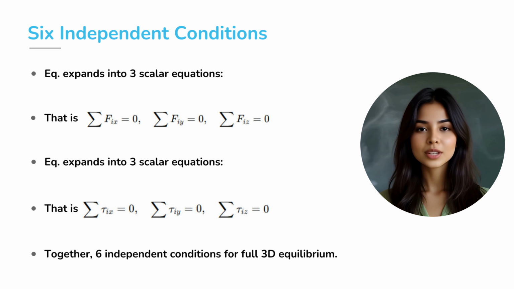Now, let's break these vector conditions into scalars. In 3 dimensions, the force condition splits into 3 equations: sum of forces along x, along y, and along z each equals 0. Similarly, the torque condition splits into 3 equations: sum of torques along x, y, and z axis must vanish. So in total, we have 6 independent conditions for equilibrium in 3 dimensions. For simpler coplanar problems, only 3 are needed, 2 for forces and 1 for torque. This makes equilibrium analysis systematic.